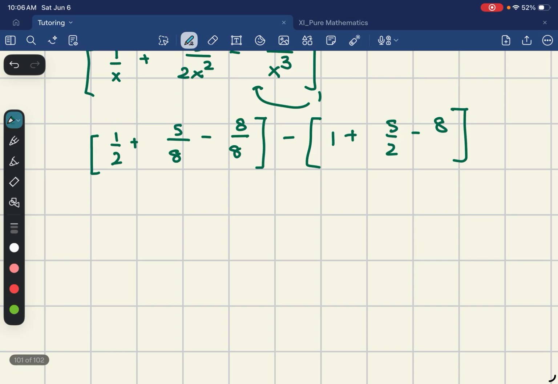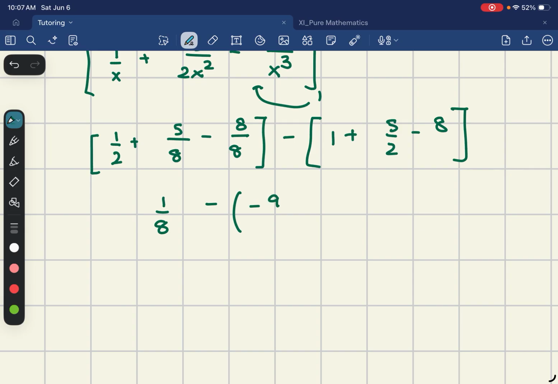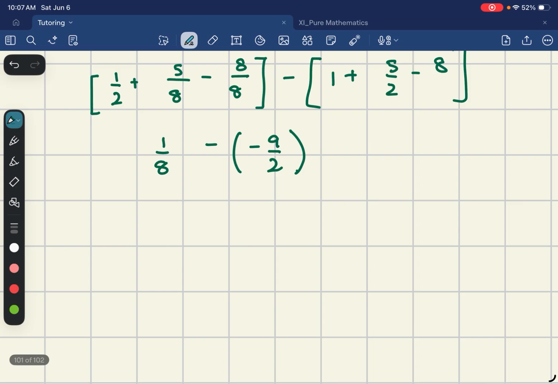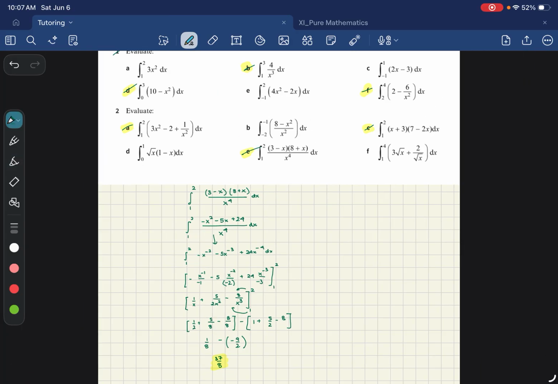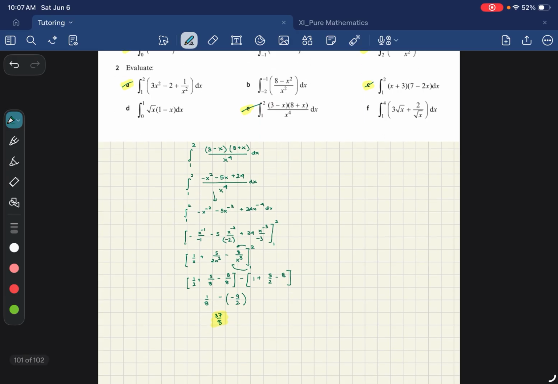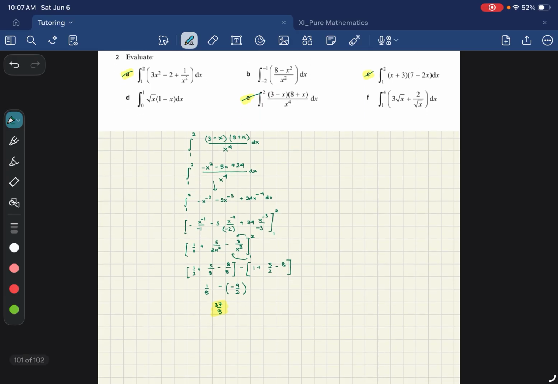So this part gives you 1 over 8, and this part gives you negative 9 over 2. And if you put them together, if you simplify, you are going to get 37 by 8. That is your final answer. And we are done with part E. 37 by 8 is going to be your final answer, and I hope it's clear because I don't want to do the arithmetic. And that is it.